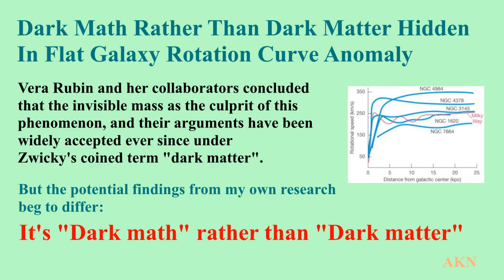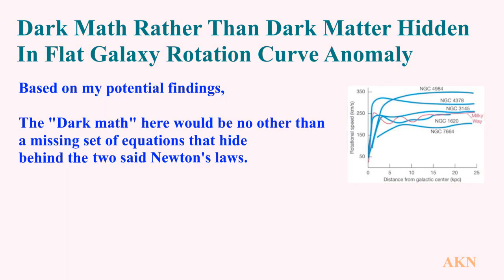Is dark matter, rather than dark matter, the likely culprit of the flat galaxy rotation curve anomaly? Based on my potential findings, the dark matter here would be no other than the missing set of equations that hide behind the two set Newton's laws.